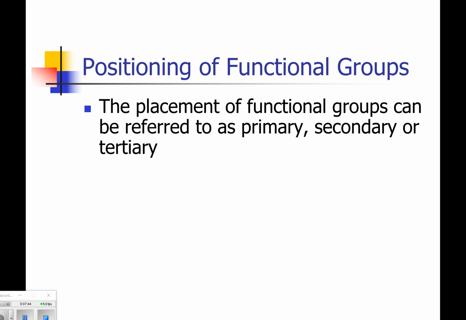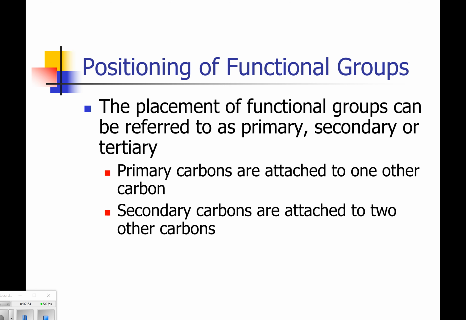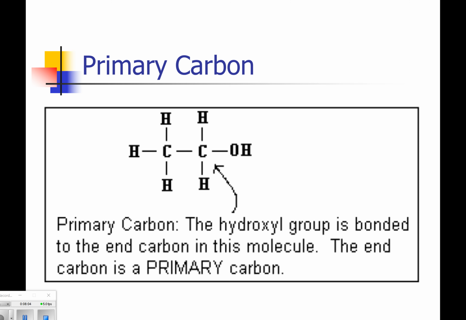Now, the placement of the functional group can be referred to as primary, secondary, or tertiary, depending on which carbon it is attached to. Primary carbons are attached to only one other carbon, secondary carbons are attached to 2 other carbons, and tertiary carbons are attached to 3 other carbons. And I think a visual will help this a little bit easier.